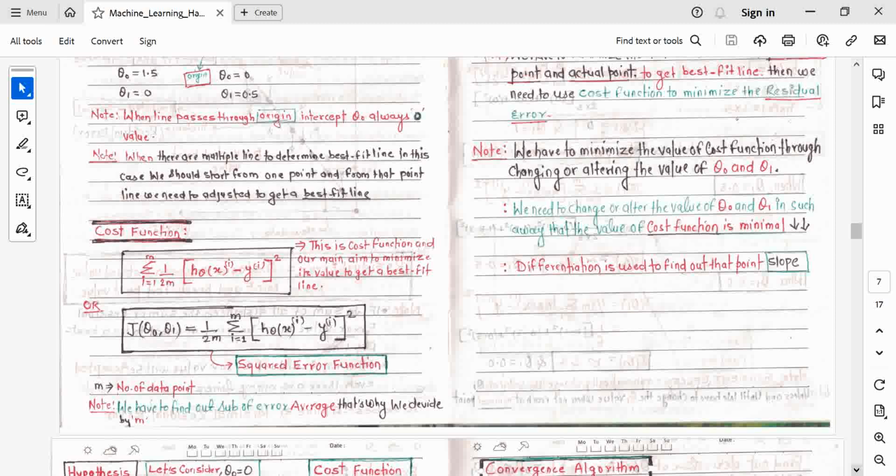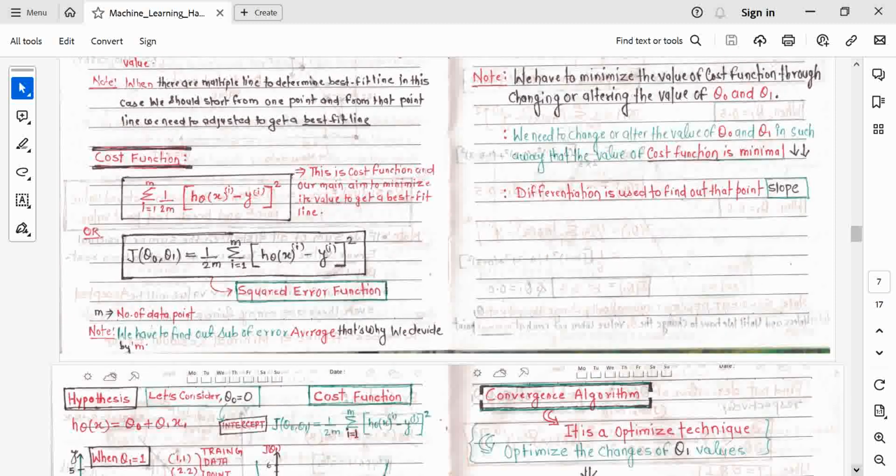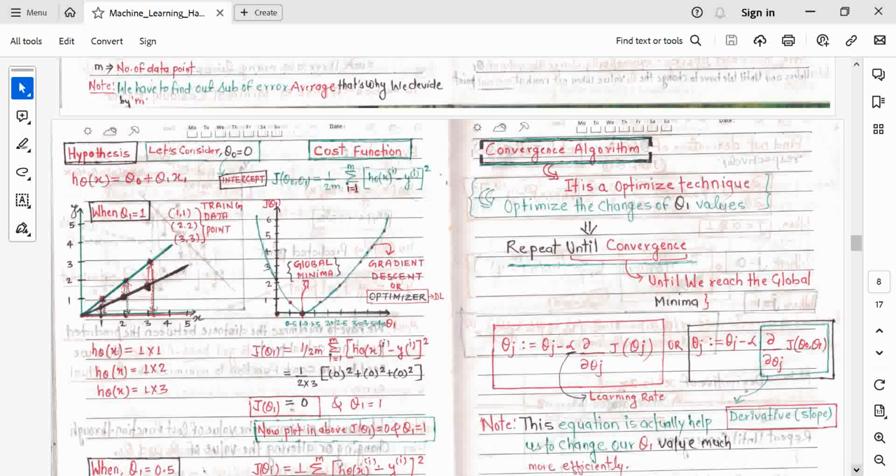We need to change or alter the values of theta 0 and theta 1 in such a way that the value of the cost function is minimal. When the value of the cost function is minimal, the best fit will come. It means differentiation is used to find that point's slope. And the hypothesis, we have already discussed this function and notation.